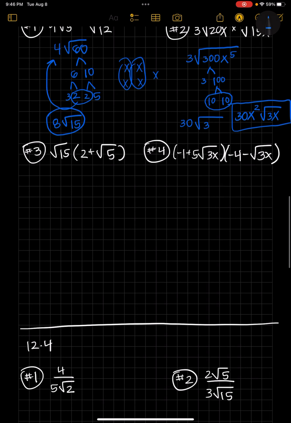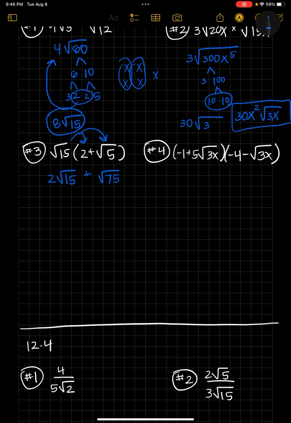All right. And then on number 3, we're going to use the distributive property. So we're going to multiply the square root 15 by 2. Because you have the 2 that's not inside the square root and then the 15 that is inside the square root, they kind of just get mashed together by doing 2 square root 15. Plus square root 15 times square root 5. We're going to do 15 times 5, which gives me 75. So it's root 75.